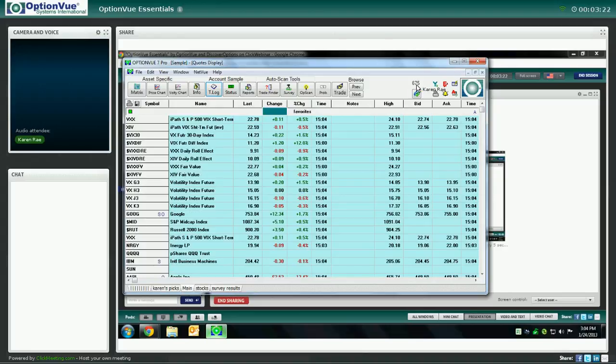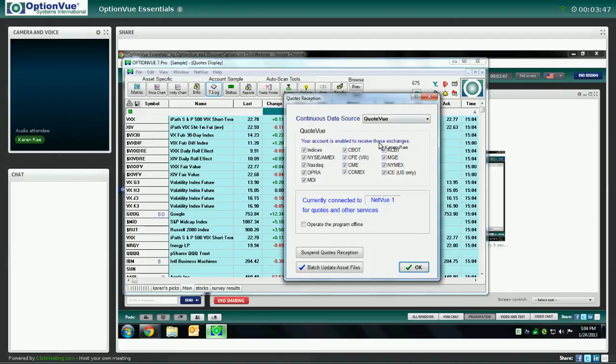Also up here in the right, I've got a symbol count, and you can keep track of your symbols by seeing the number up here in the corner. Also in the upper right corner, you can see this little dot going around our logo, the globe, and that indicates that you have real-time quotes coming in. Even though the market is just closing now, you still see real-time data coming in. If you wanted to see what data service you're part of, you would look at the continuous data source, which right now says quote view.